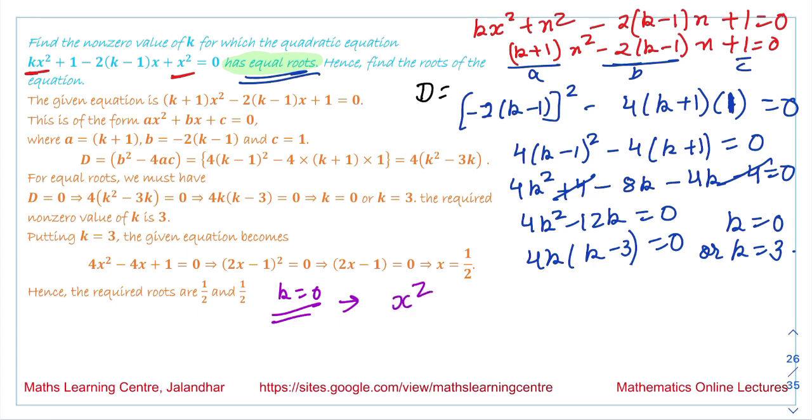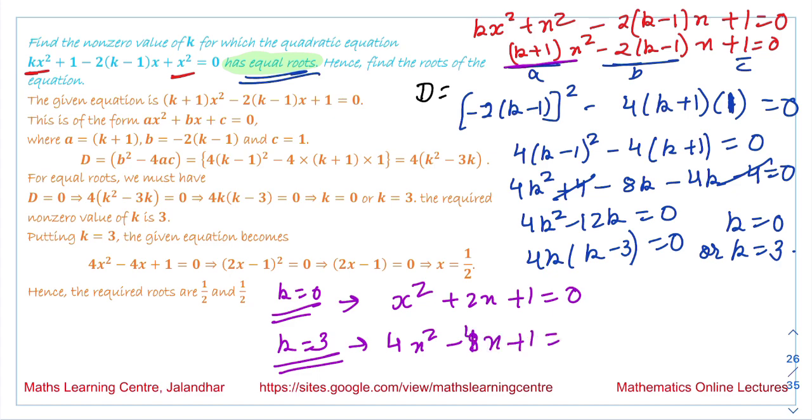We are saying when we substitute k is equal to 0, our equation will become x square plus 2x plus 1 is equal to 0. And when we substitute k is equal to 3, we get 4x square minus 8x minus 4x plus 1 is equal to 0.